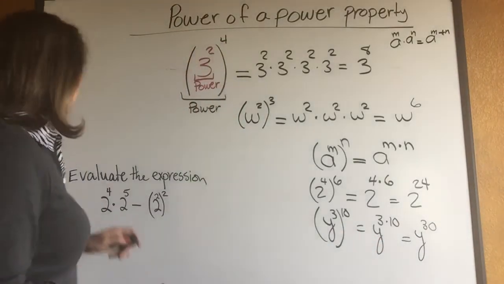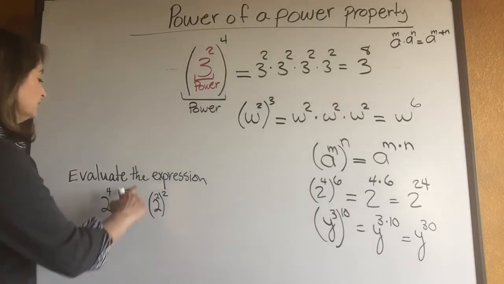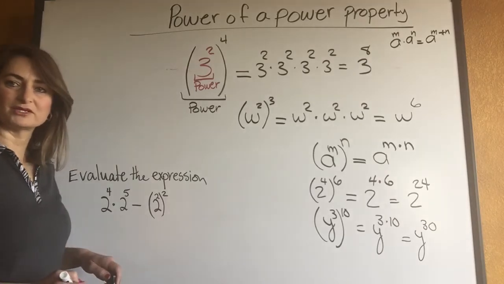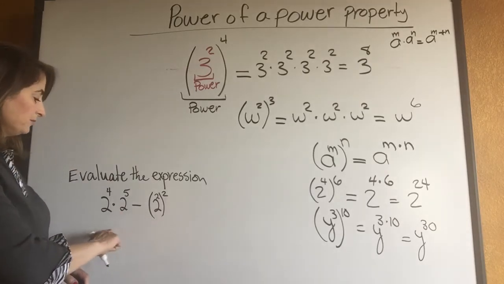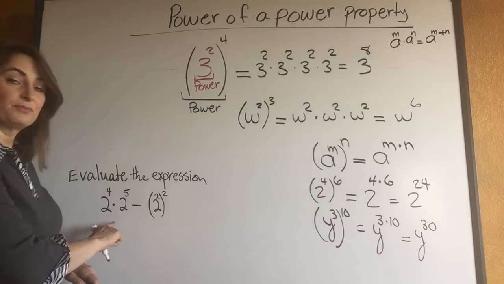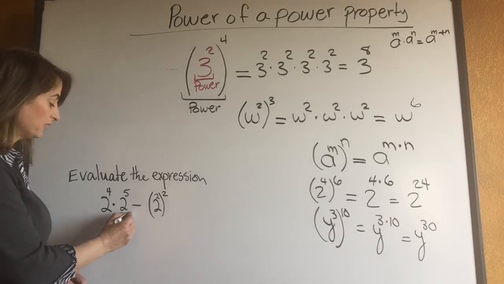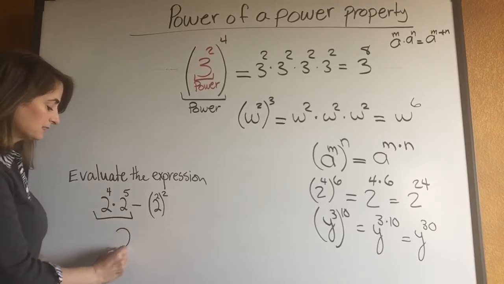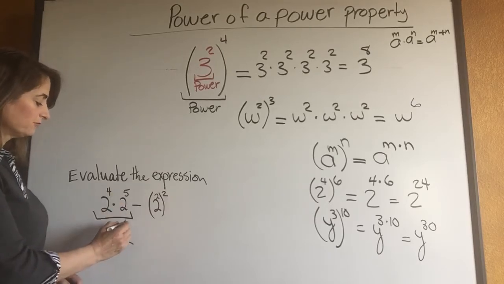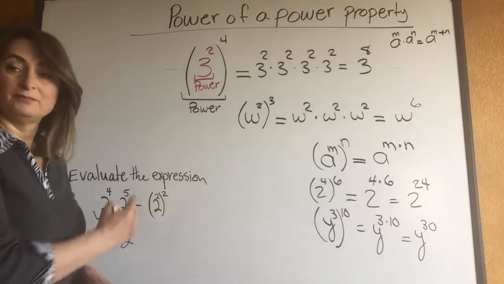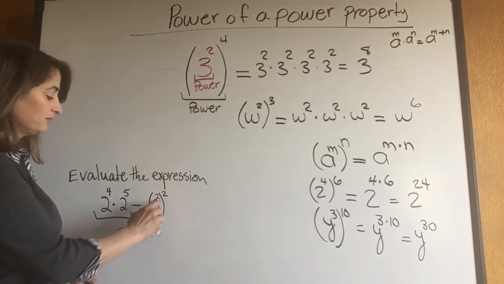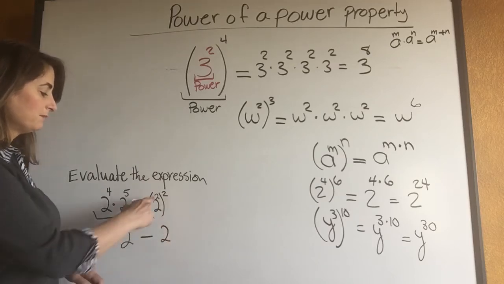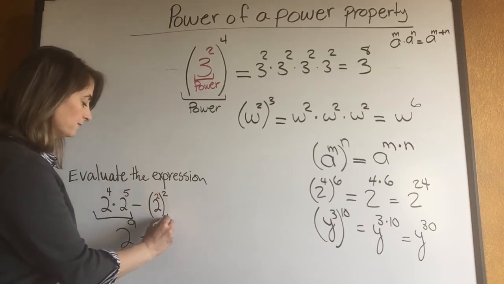If you remember, evaluate the expression means I need to find the answer for this whole expression. Let's combine both of them and know the difference. This one is product of powers, so you're multiplying those two powers. You keep the base the same, and you add the exponents. 4 plus 5 is 9. Bring the minus down. Now this is a power of a power, so keep the 2, which is the base, and multiply the exponents. 2 times 2 is 4.